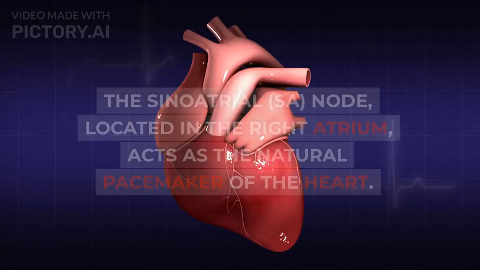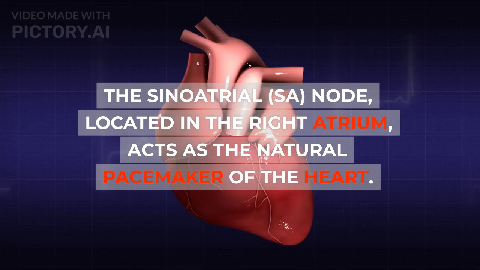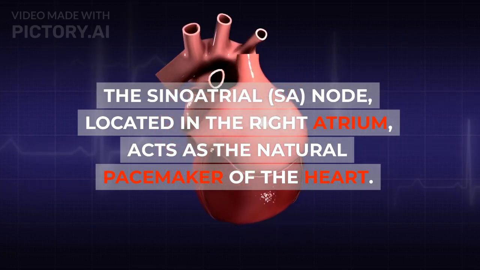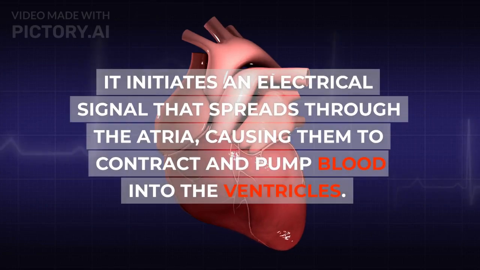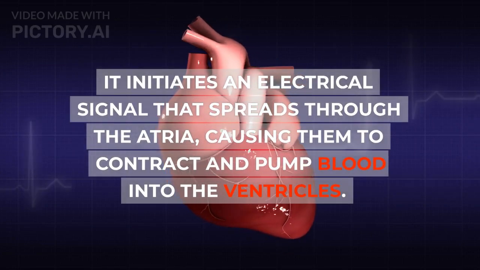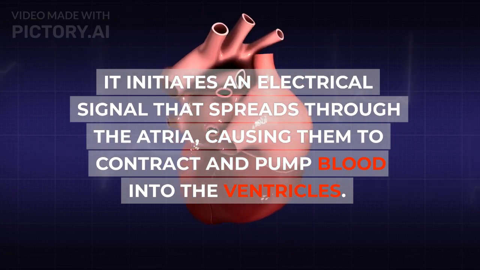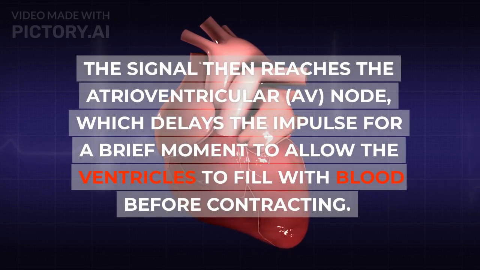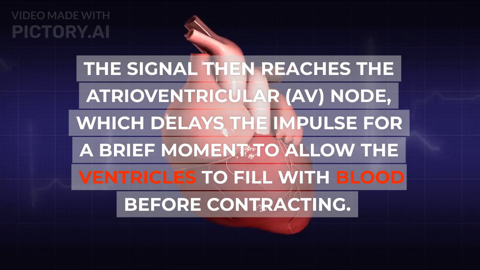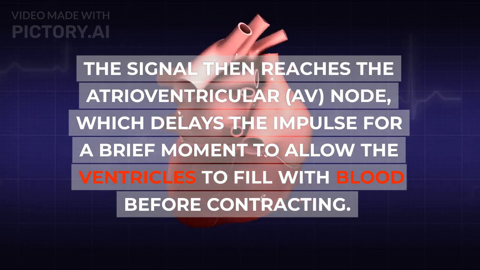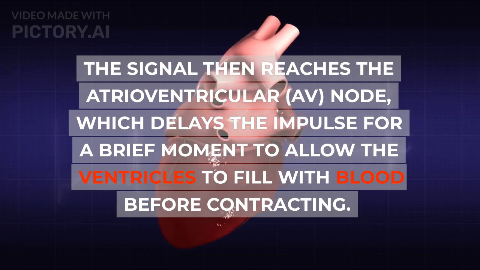conduction system. The sinoatrial SA node, located in the right atrium, acts as the natural pacemaker of the heart. It initiates an electrical signal that spreads through the atria, causing them to contract and pump blood into the ventricles. The signal then reaches the atrioventricular AV node, which delays the impulse for a brief moment to allow the ventricles to fill with blood before contracting.